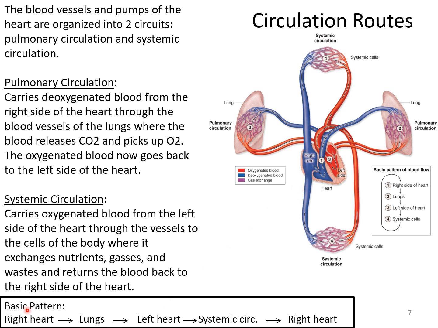So the basic pattern here is that it starts in the right side of the heart, goes to the lungs, goes to the left side of the heart, goes to the systemic circulation, and then it's back at the right side of the heart, and then it's just going to continue that way.